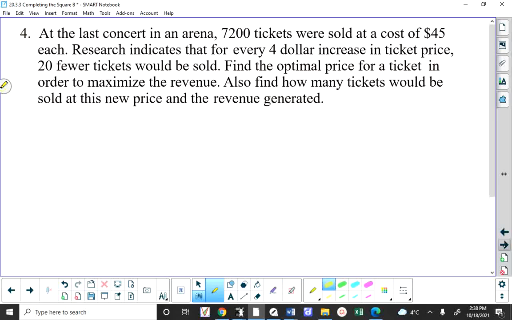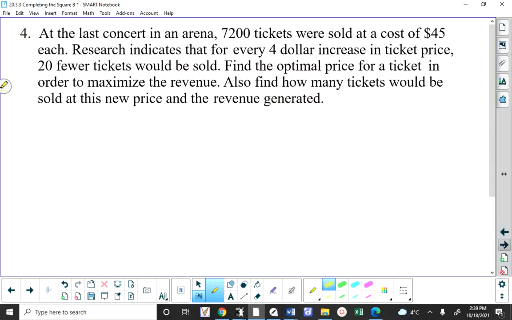A research company, an economics advisory company, has come in and told the concert promoters that if you increase each ticket price by $4, market research indicates you'll lose 20 fewer tickets. And of course, some of the people working with the concert promoters company would automatically say, well, we don't want to lose people. But then the economist tells them, yeah, but you'll get more money. You get more money unless you increase it too much.